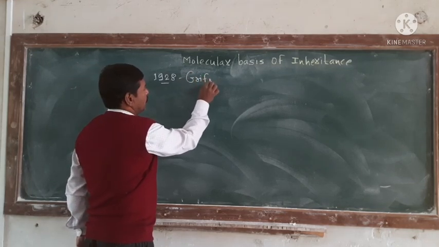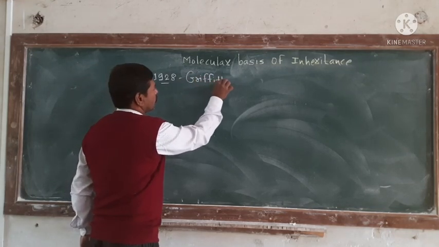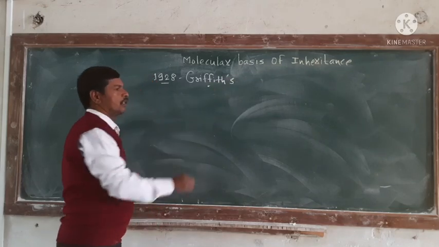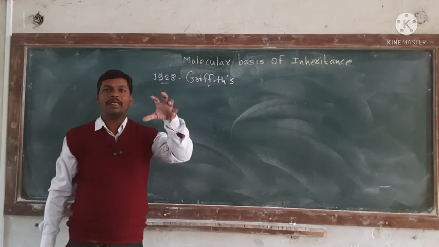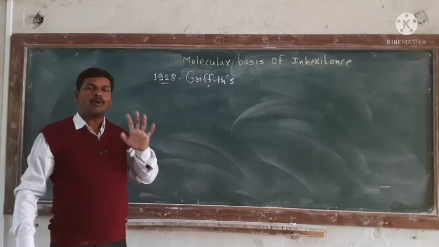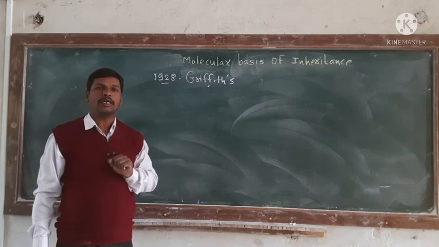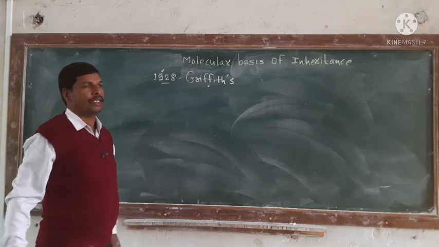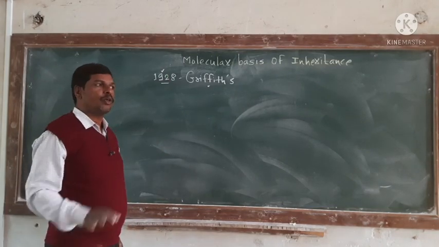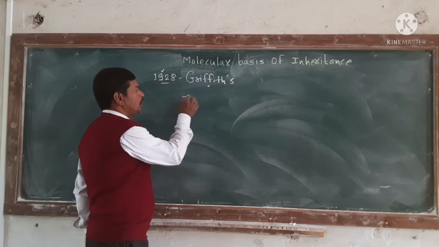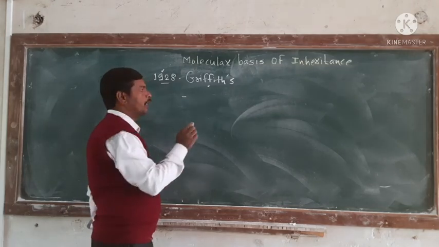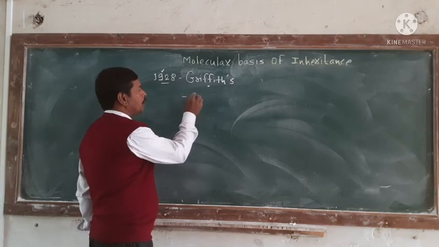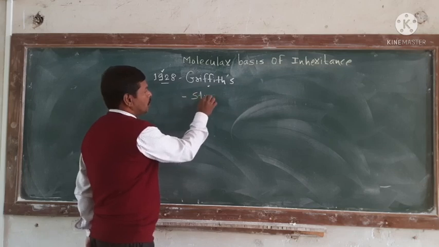This experiment focuses light on how DNA acts as a genetic material. Now see here, in 1928, the experiment performed by Griffith. For his experiment, first he used one specific bacteria. The name of that particular bacteria is Streptococcus pneumoniae.